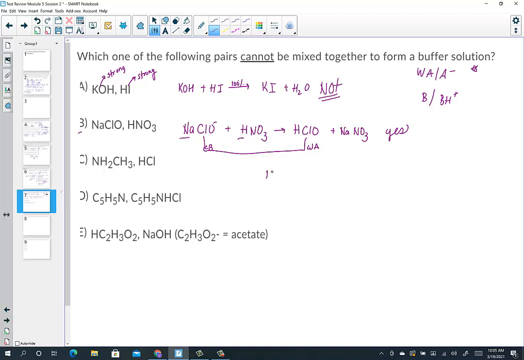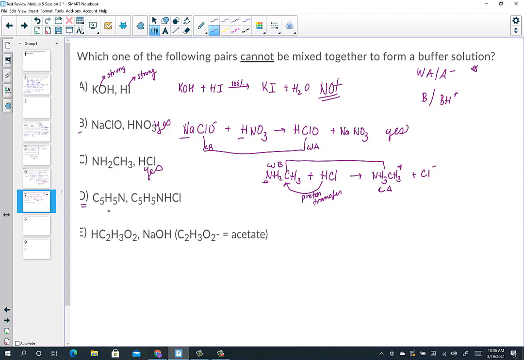In letter C, we have NH2CH3, methylamine is what that's called, reacting with HCl. Now notice the nitrogen. This is an ammonia derivative. The nitrogen has the ability to form a positive ion. So the hydrogen adds to the nitrogen and it forms a plus charge, leaving the chloride. So you had this proton transfer, Bronsted-Lowry acid-base chemistry. In that proton transfer, here are the two conjugate pairs. You have a weak base and its conjugate acid. So yes, this forms a buffered solution.